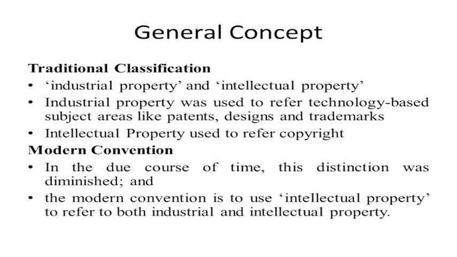So coming to the concept of intellectual property, it could be categorized in two groups. One is the traditional classification and the other one is the modern convention, like how we use the term intellectual property now. So it is all based on the evolution of intellectual property. Intellectual property and industrial property were categorized differently in the traditional classification, and patents, designs and trademarks were clubbed under industrial property, and only copyright was conferred with the connotation of intellectual property.